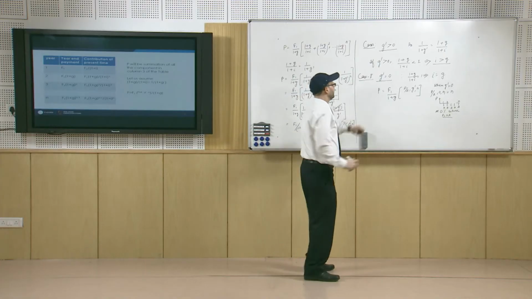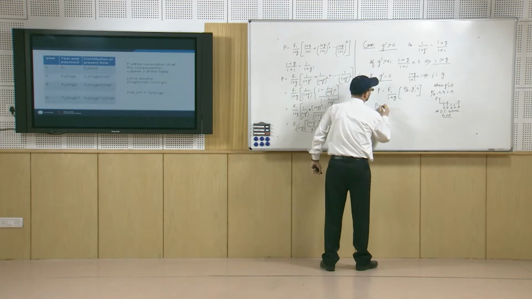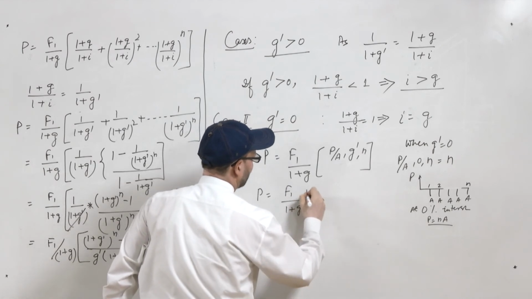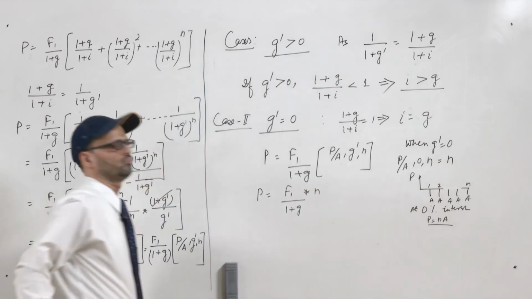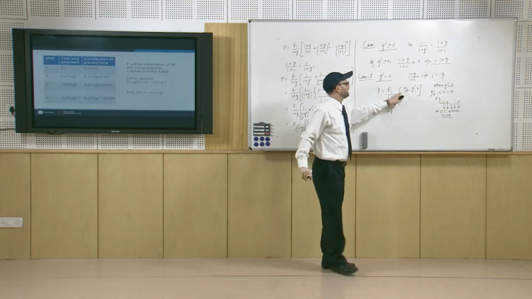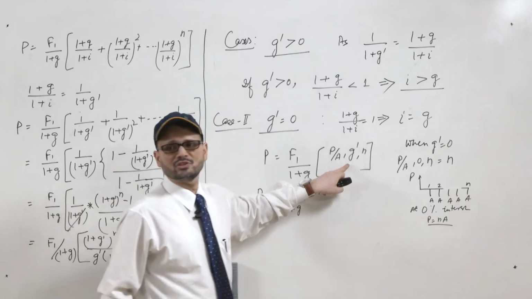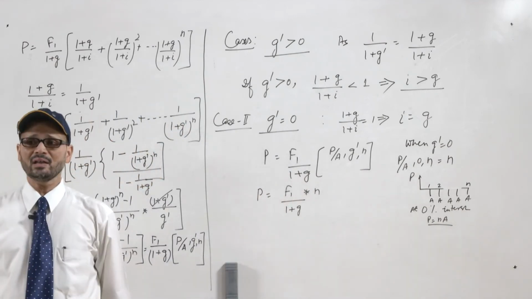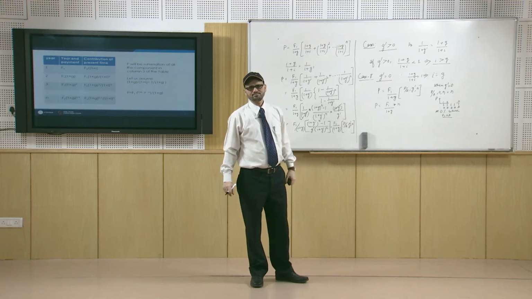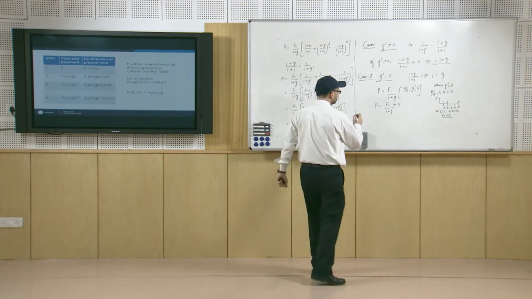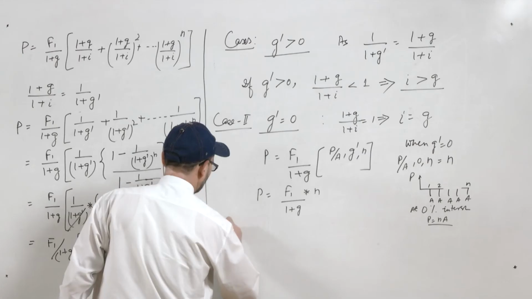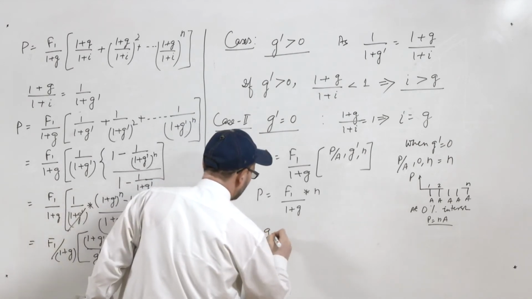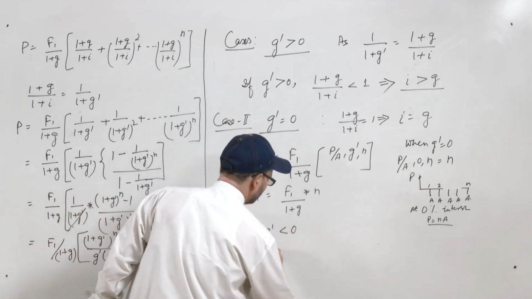So, basically it will be P equal to F1 by 1 plus g into P by A g prime n. When g prime is 0, it becomes n. So, P will be equal to F1 into n by 1 plus g. The third case is g prime less than 0.